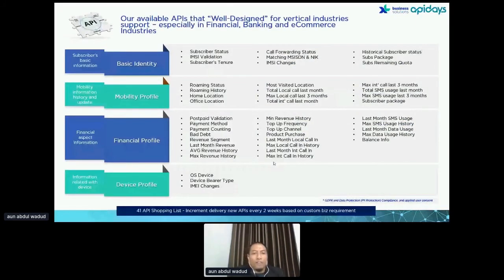And this is a sample of the API that we have built. Right now it's more than 40 plus APIs that we have well built. And this is not only designed by ourselves. For sure, we got input from financial services, and these financial services need a subset of API. By combining these APIs, they can get good insight to do some scoring or location check and many things, and also to support fraud detection.